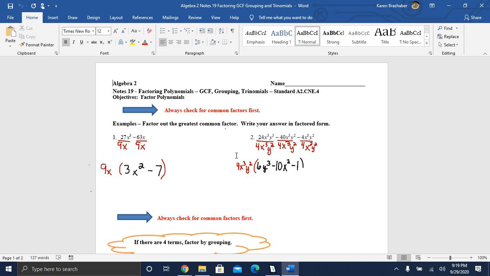I'll close my parentheses. I'll double check to make sure that I could not divide evenly into anything in the parentheses. So I have a 6, a 10, and a 1. I can't divide all three of them by anything other than a 1. And so I have factored it to simplest form. So those are a couple examples of problems that just have what we call common factors.